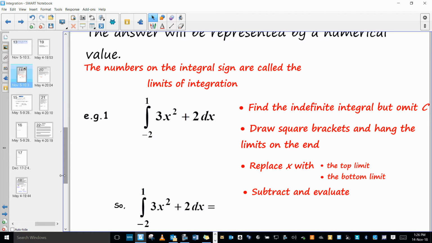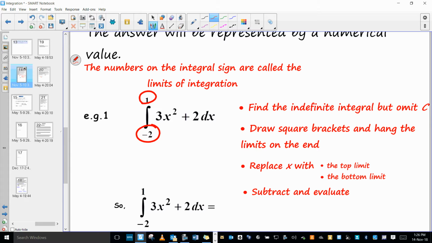How do you know when you're finding a definite integral? Well, you will notice that in the question they will have these two values here in addition to the normal integral sign and dx. So if you see these two values, top and bottom, it means that you are finding a definite integral. That means that your answer is going to be a number, not a letter. These numbers here are called limits of integration.